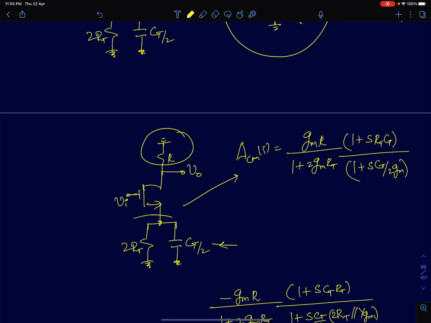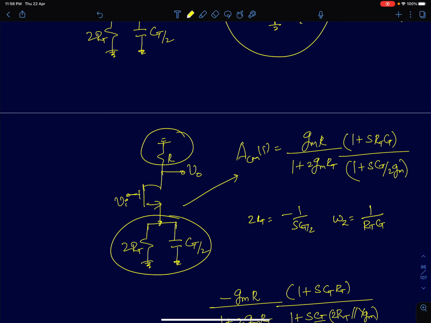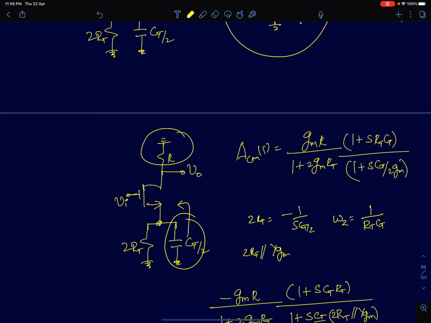We already saw the zero of the circuit can be found by using the condition when this impedance blows up to infinity. That happens when 2R_T becomes equal to minus 1/(sC_T/2), and it's a left half plane zero. I'll write the magnitude of the zero in radians per second as 1/(R_T C_T). We also said we can find the pole by finding the equivalent resistance seen by this capacitance at this node. That turns out to be 2R_T in parallel with 1/g_m, and this I can approximate. So the 2R_T in parallel with 1/g_m is the equivalent resistance, multiplied by C_T/2 will be your pole.